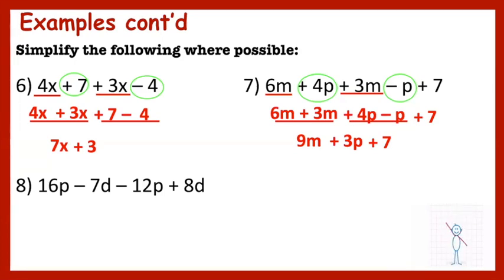Let's move on to number 8. 16p minus 7d minus 12p plus 8d. I'm going to give you a minute to try it, work the answers, and then I'm going to work it for you.